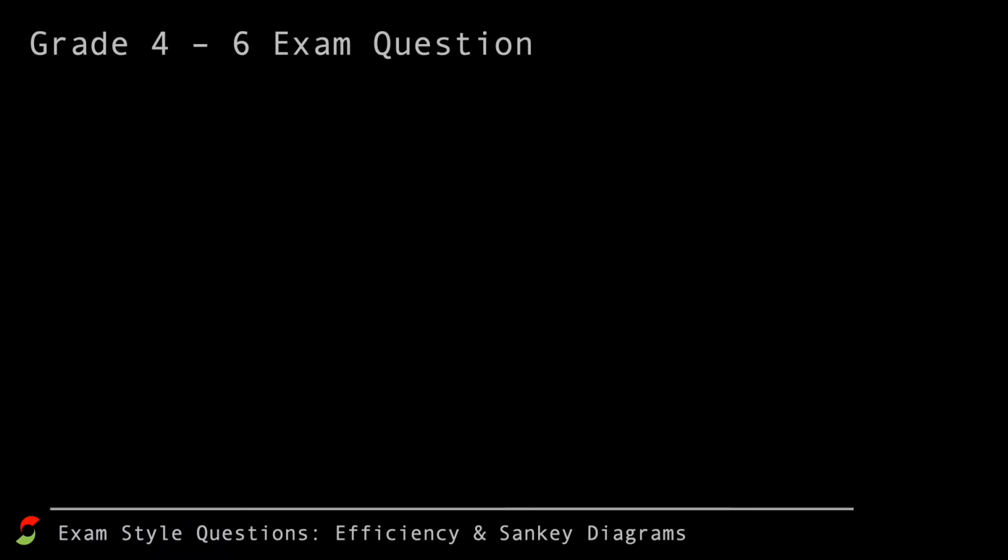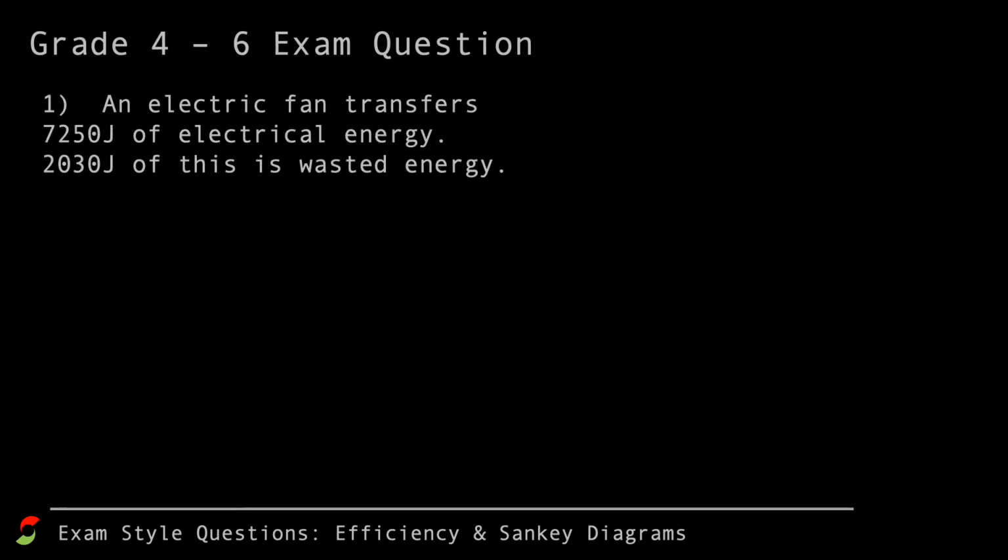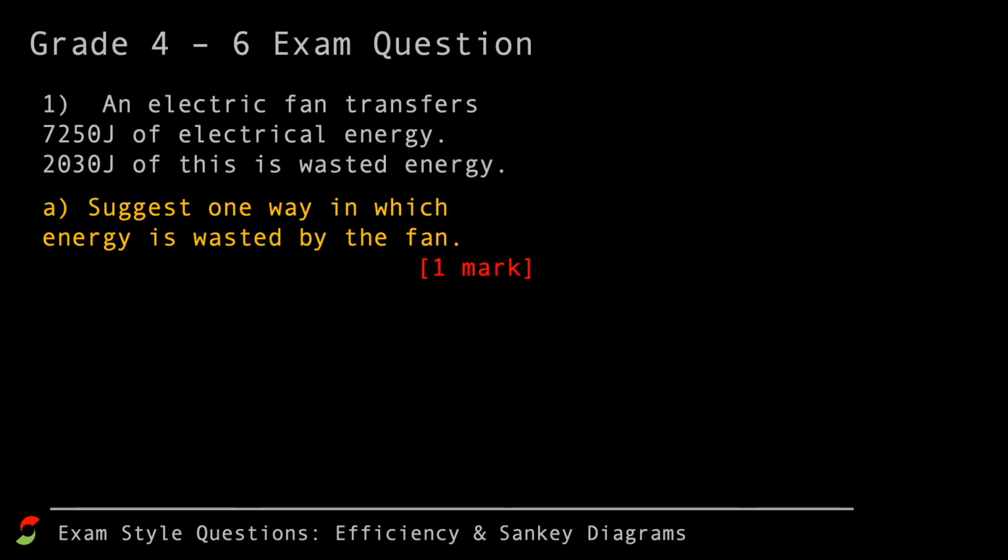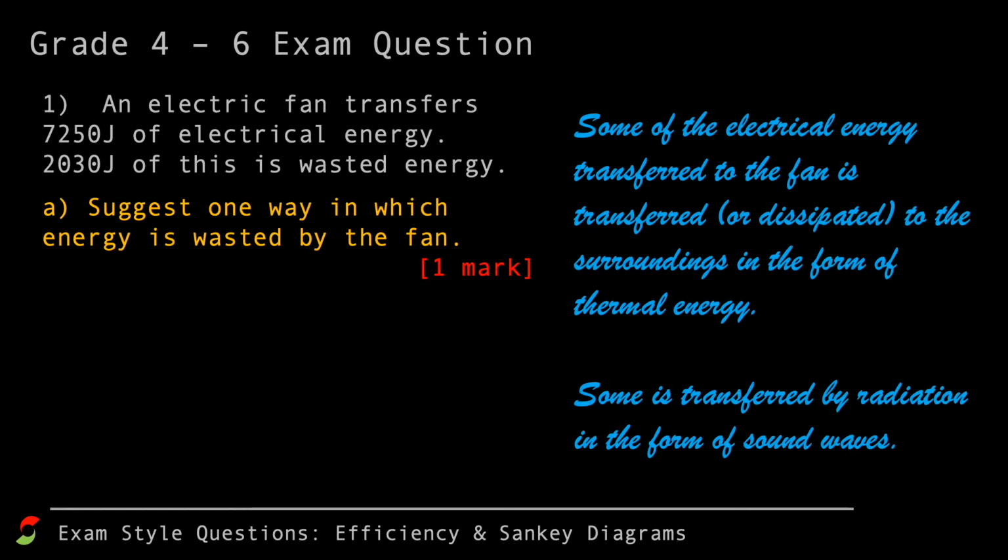So let's have a read of a grade 4 to 6 exam question. We're looking at how 2,030 joules of the 7,250 joules of electrical energy can be wasted. So we've got to think about how it's going to be wasted, it's not useful. And for a fan, that's going to be something to do with thermal energy, about dissipated energy, and about mentioning that it goes to the surroundings. So if I put something together like that, I'm pretty sure that I'm going to be covering all the points there for that 1 mark.